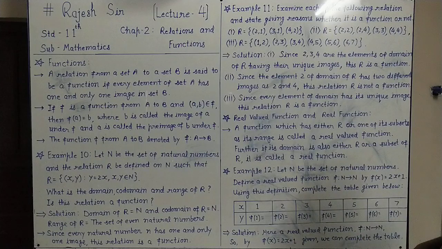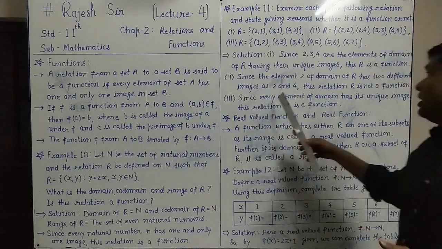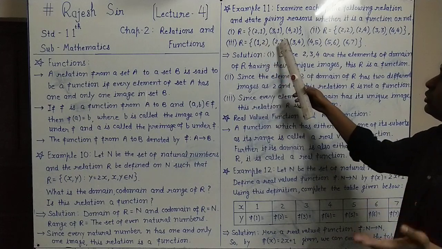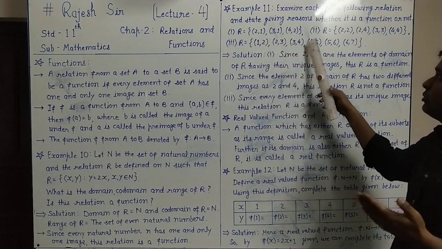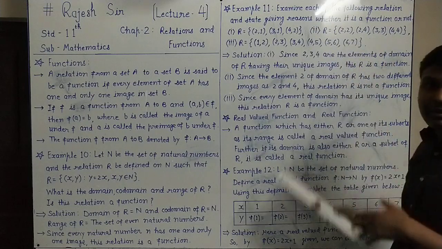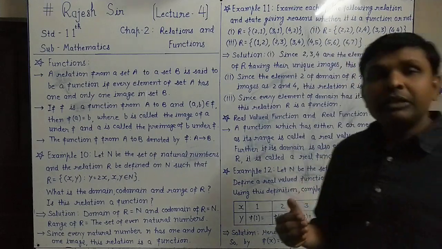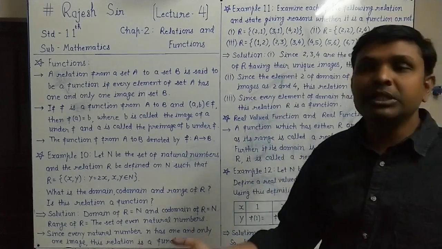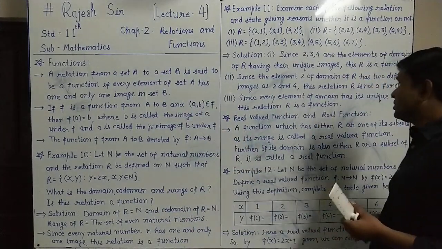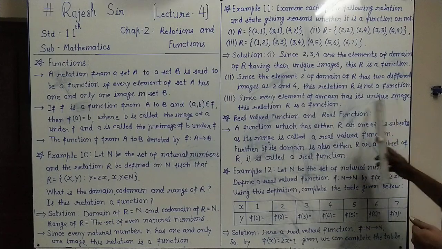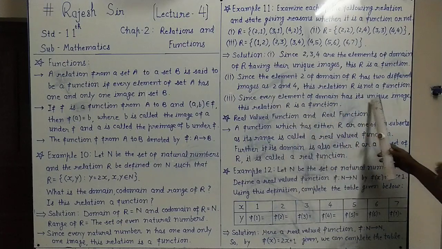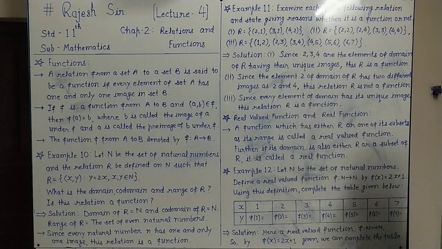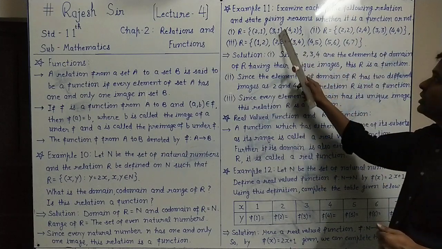Third number, every element of the domain: you can see 1 has its image 2, 2 has its image 3, 3 has 4, 4 has 5, 5 has 6, 6 has 7. This way, every element of the domain of R has its one and only one image in its codomain. Since every element of the domain has its unique image, this relation R is a function. So, the first relation is a function.